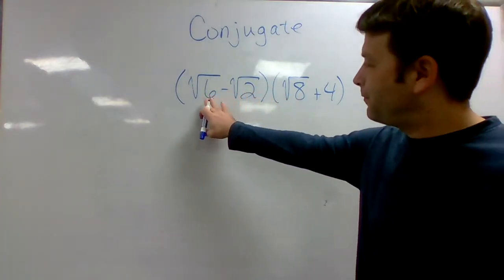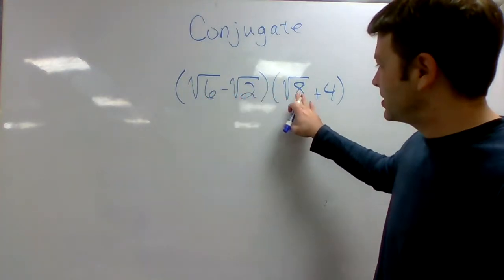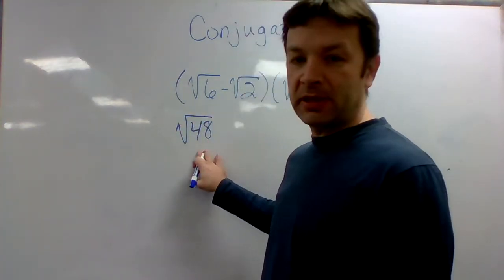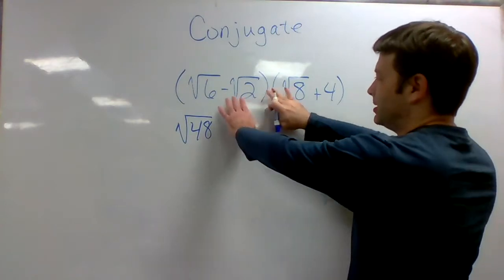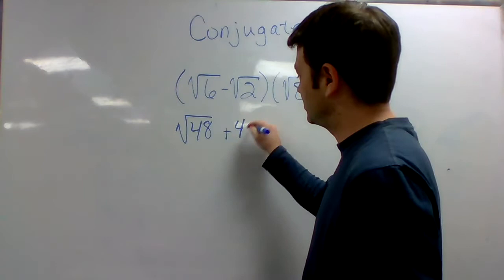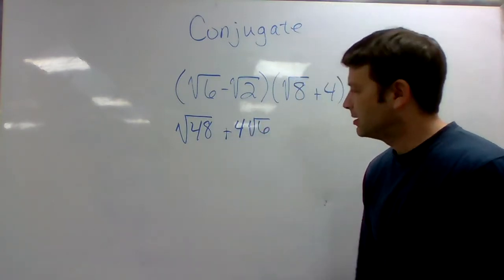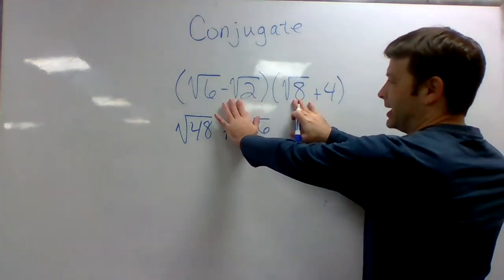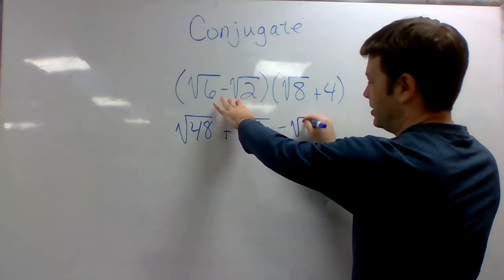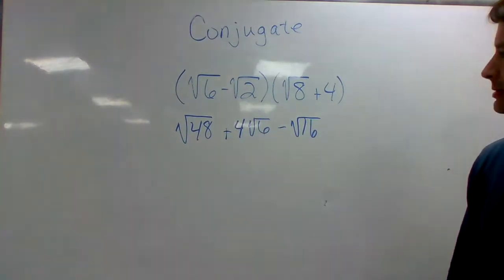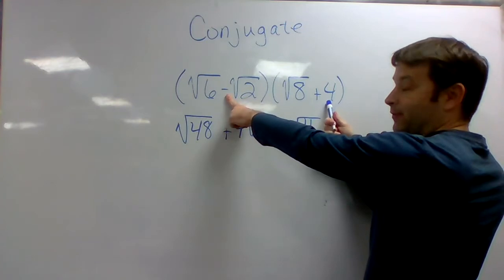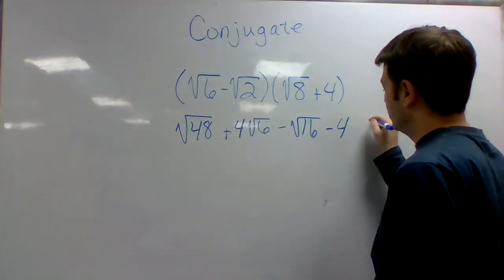So FOIL, we're going to start with first. Square root of 6 times square root of 8. Square root of 48. That's definitely going to simplify. Outside, 4 times square root of 6. Doesn't really mix well. Inside, negative square root of 2 times positive square root of 8 is negative square root of 16. Okay, and then last, negative square root of 2 times 4 is negative 4 square root of 2.